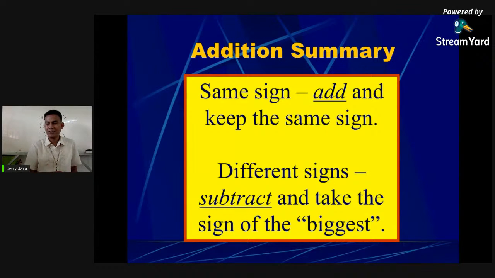Okay, I hope this is clear. And I hope you copied this one, the one in the yellow box. Okay, next. Did you copy that, kids?